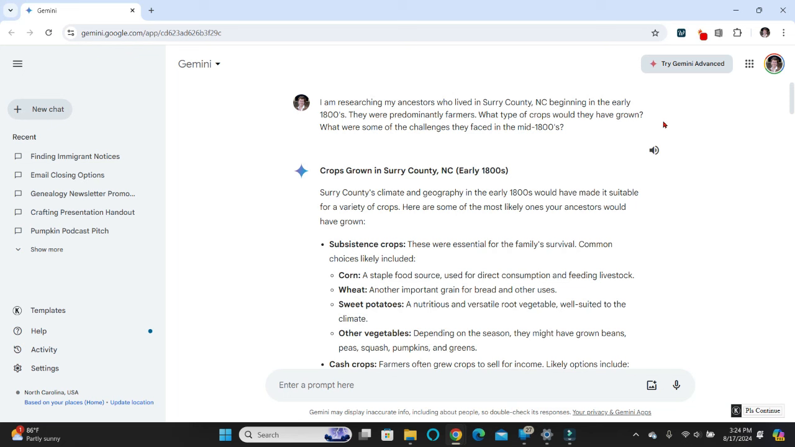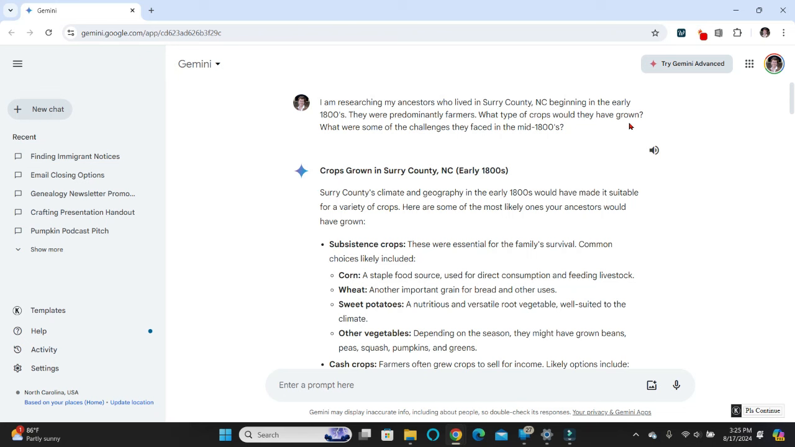Now, when we ask Google something, or when we ask Gemini or any AI platform, what we ask it, how we ask it, and the context that we put in our question is really important. So for instance, in this one, I said, I am researching my ancestors who lived in Surry County, North Carolina, beginning in the early 1800s. They are predominantly farmers. What type of crops would they have grown? What were some of the challenges they would have faced in the mid 1800s?